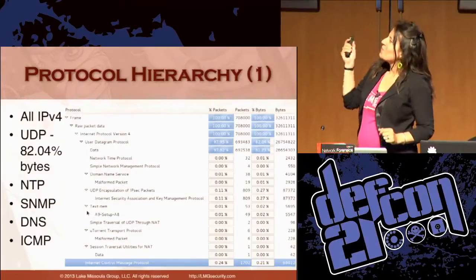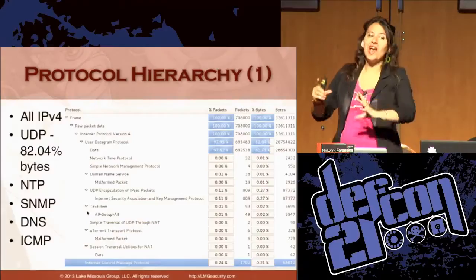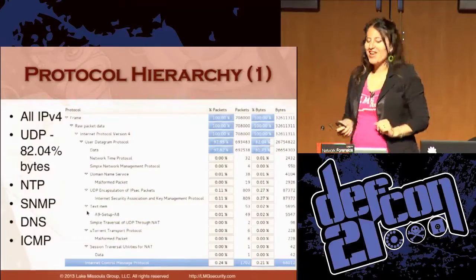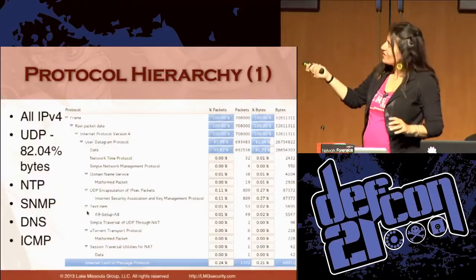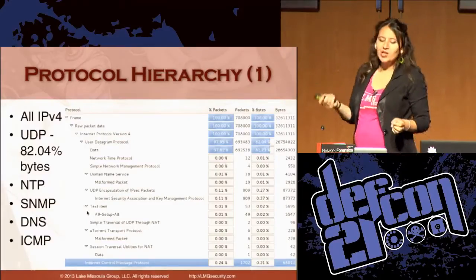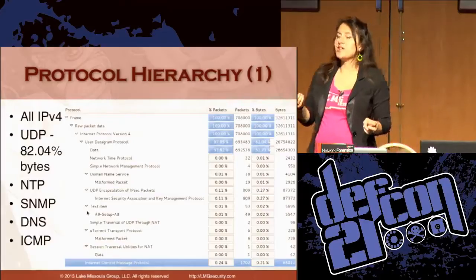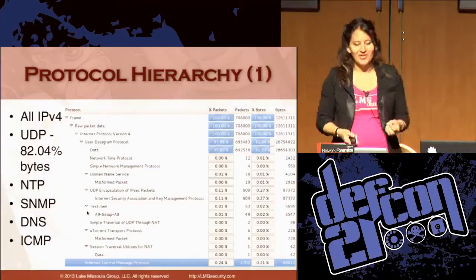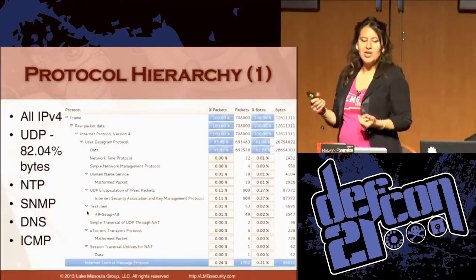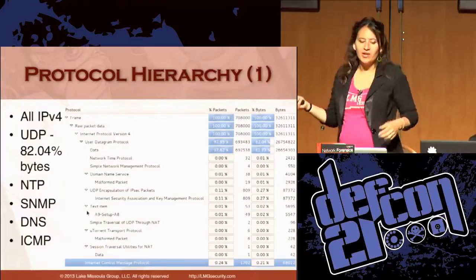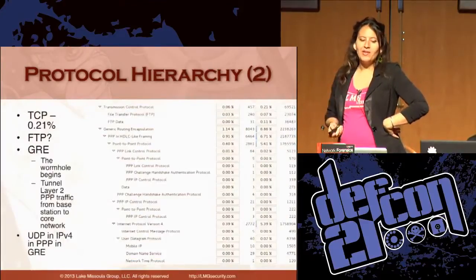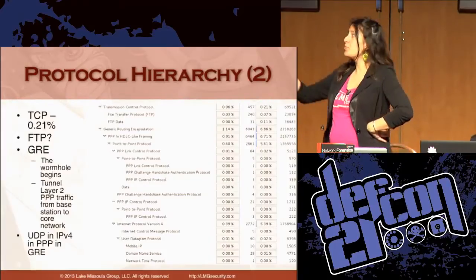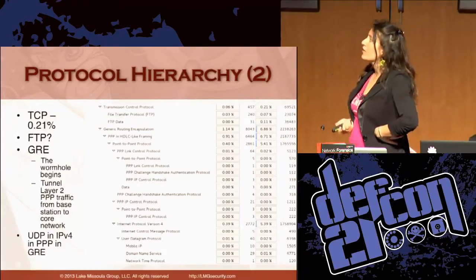So this is the first of 4 slides that I'm going to show you of a single Wireshark protocol hierarchy summary. You can see here, this is just the basics. It's all IPv4. 82.04% of the bytes were UDP. And then you see normal traffic that you might expect for managing a remote system, so NTP, SNMP, DNS, ICMP, that kind of stuff. You scroll down, okay, you start to see TCP, that's 0.21%. I was pretty intrigued to see some clear text FTP traffic in there.